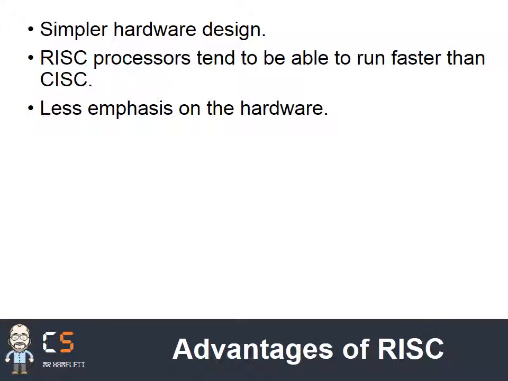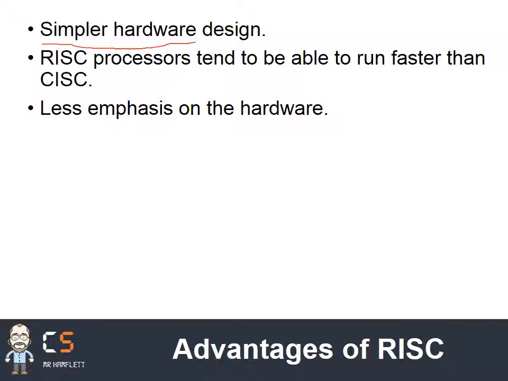So, simple hardware design. There's a big focus for RISC on the hardware rather than the software. So the software is going to be doing most of the heavy lifting, whilst in CISC it's the hardware doing the heavy lifting. Because I've got a few instructions, and because the software is doing most of the hard work, the hardware becomes simpler to design. So it requires fewer transistors, and all that kind of stuff.